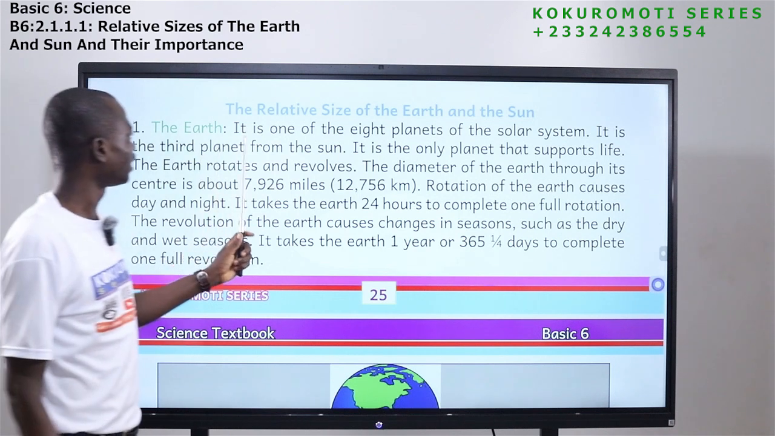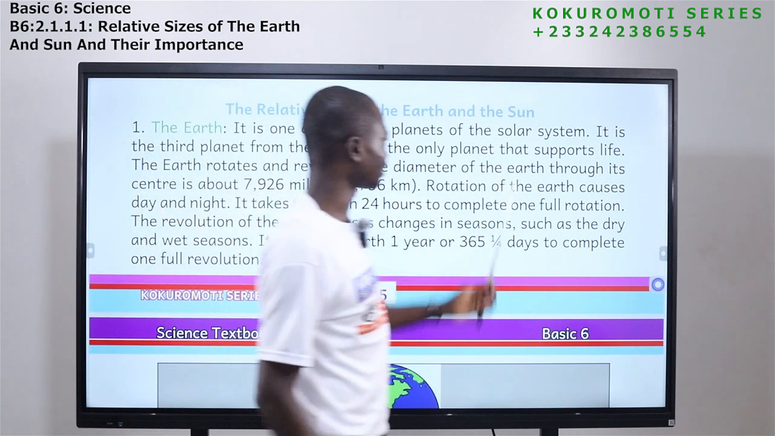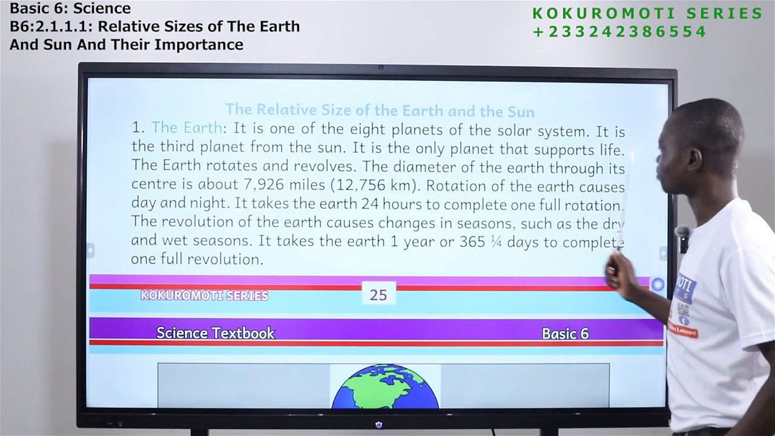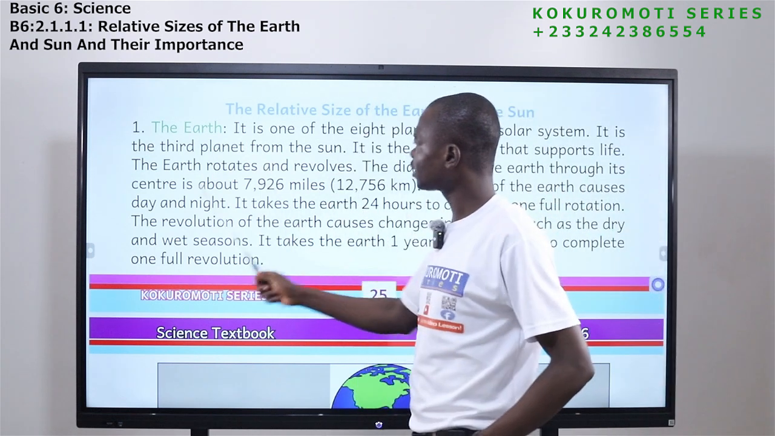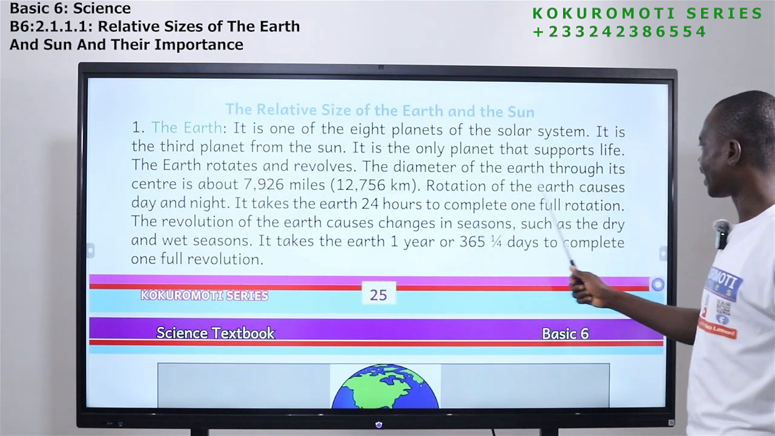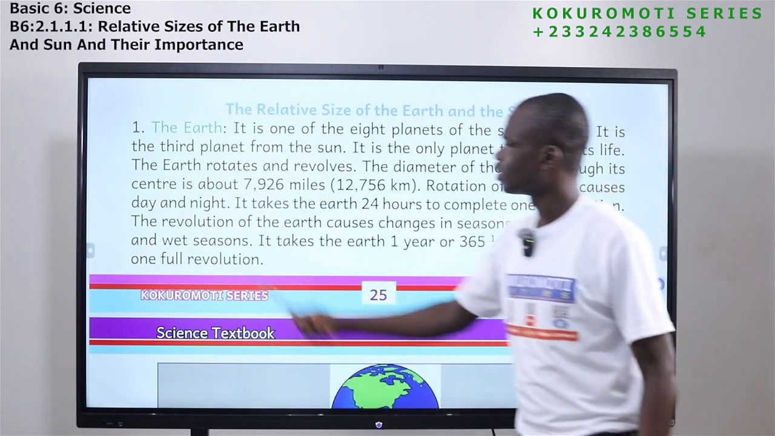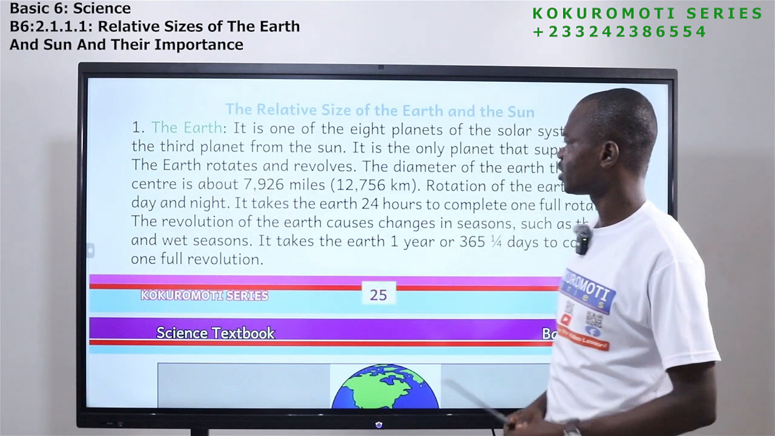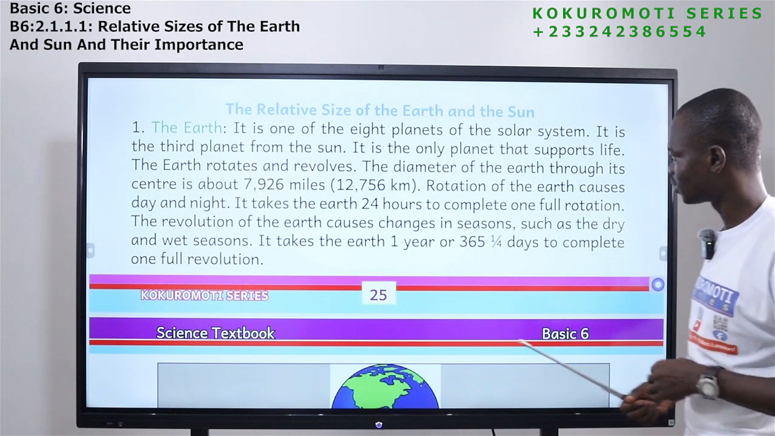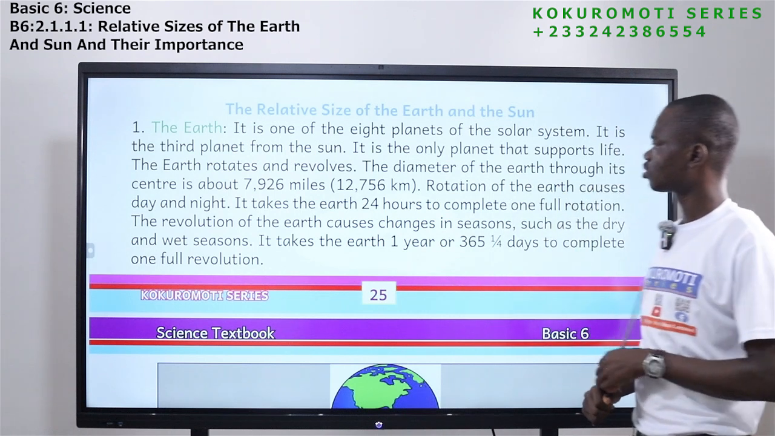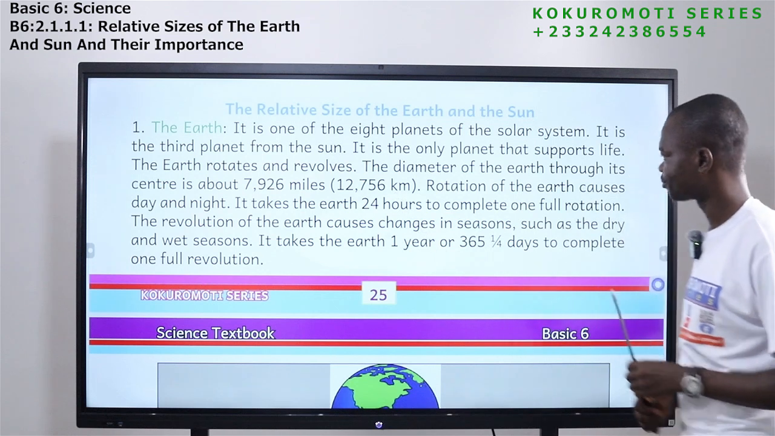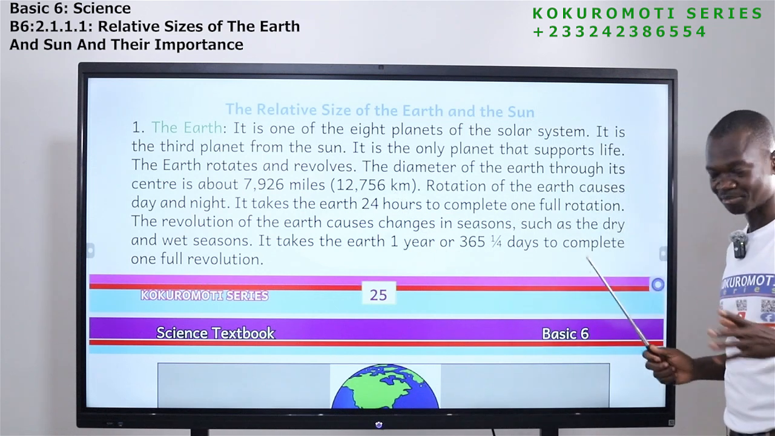The Earth is one of the 8 planets of the solar system. It is the 3rd planet from the Sun. It is the only planet that supports life. The Earth rotates and revolves. The diameter of the Earth through its center is about 7,926 miles, which is 12,756 kilometers. So that is the diameter.